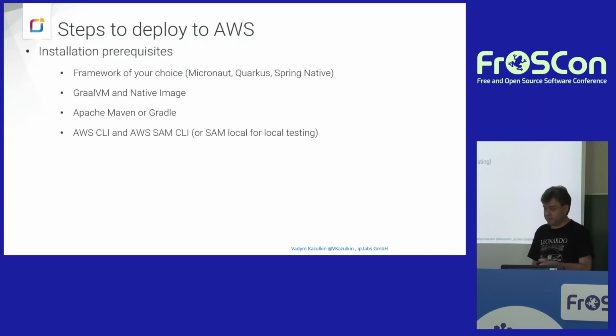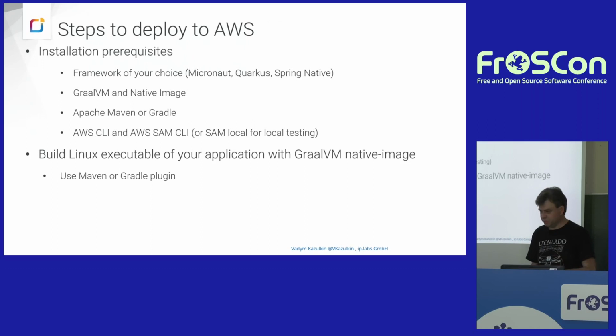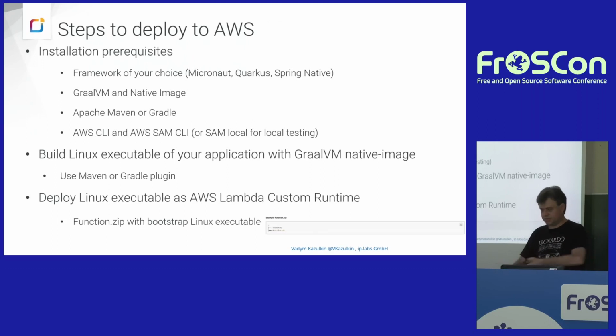You need GraalVM and native image. You need Maven or Gradle, and then we need some AWS services, for example CDK, to define the infrastructure as code to deploy it in the AWS environment. It's not bad, but generally the goal is to build a Linux executable with GraalVM native image, and then deploy this function, zipped with this bootstrap, into AWS.